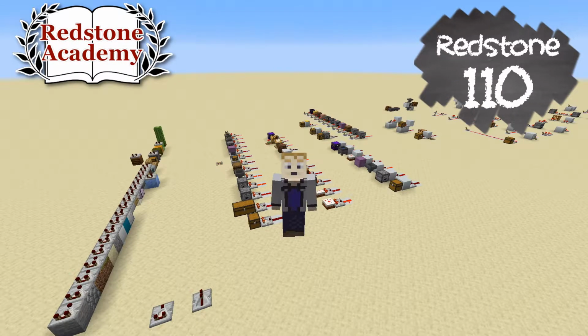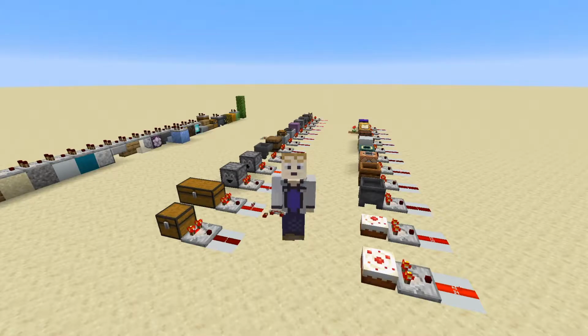This is Redstone 110, Redstone Comparators. The comparator is simultaneously one of the simplest and one of the most complex redstone components there is.